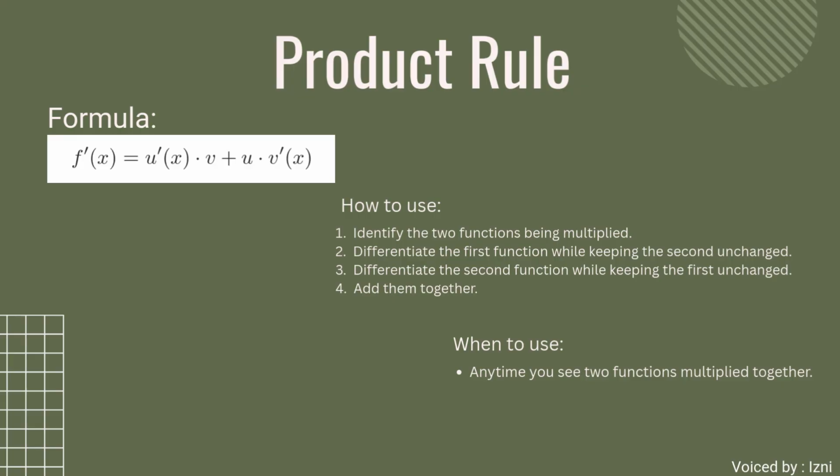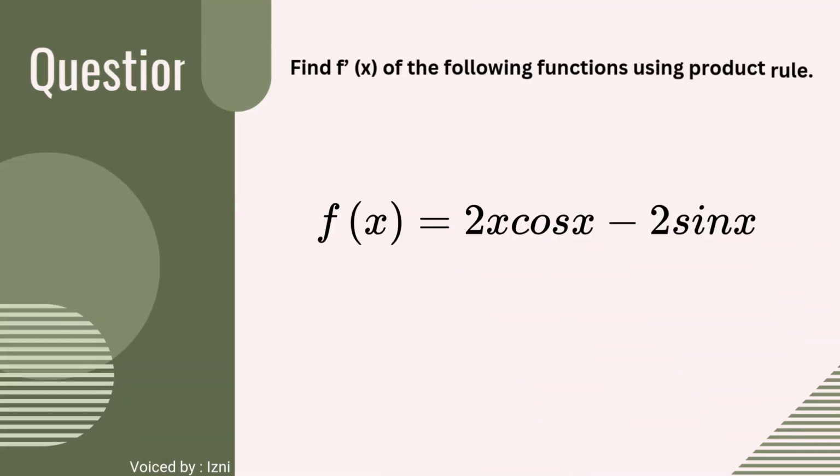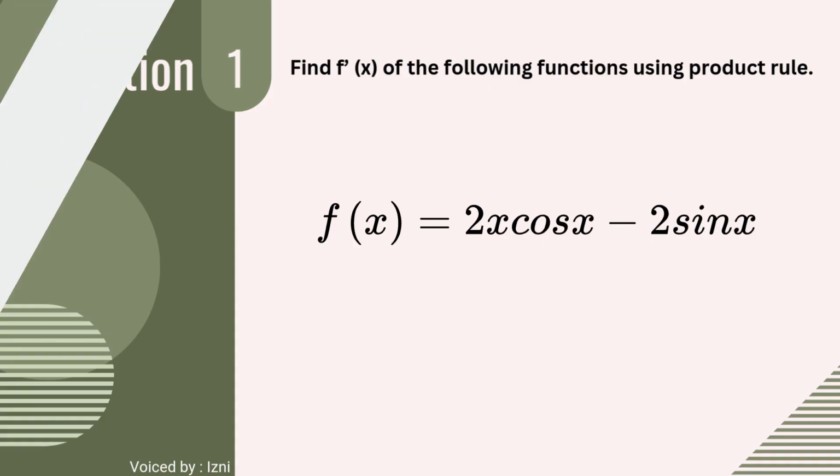This slide explains the product rule, which is used when a function is written as the multiplication of two functions. The formula for the product rule is f prime x equals to u prime x v plus uv prime x. Next, for question 1, we are asked to find the derivative of the function using the product rule. The given function is f(x) equals to 2x cos x minus 2 sin x.